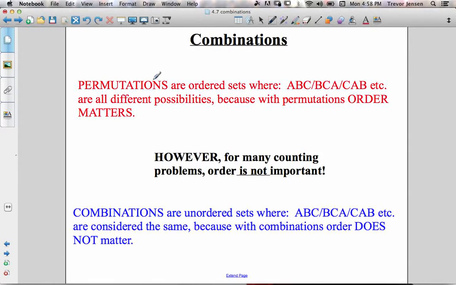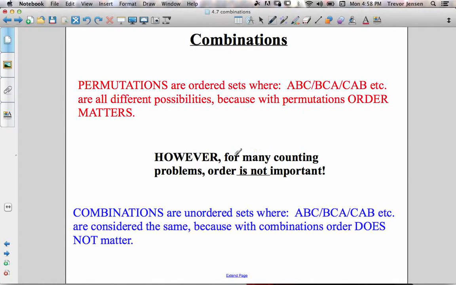So permutations are ordered sets, where let's say we have the letters A, B, and C. ABC is different than BCA, which is different than CAB because they're in different orders. Okay, so if we're talking permutations, all three of these sets would be considered different things because they're in different orders. However, for combinations, order is not important.